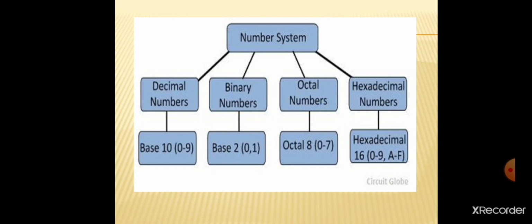And the last number system is hexadecimal. From the name itself, hex, that is 16. Now, how can we use 16 numbers? Actually, here we are using the digits from 0 to 9, and the alphabets from A to F. So using all these numbers and alphabets, the number is designed, and this is called the hexadecimal number system. So this is the basic concept of number system.